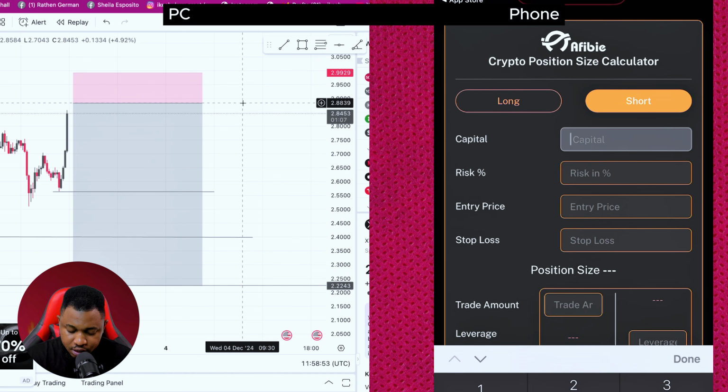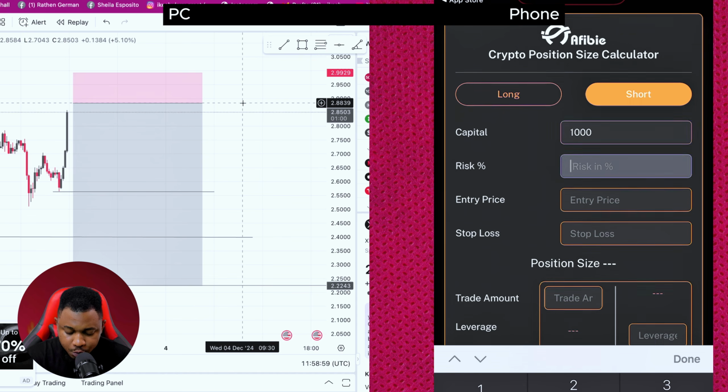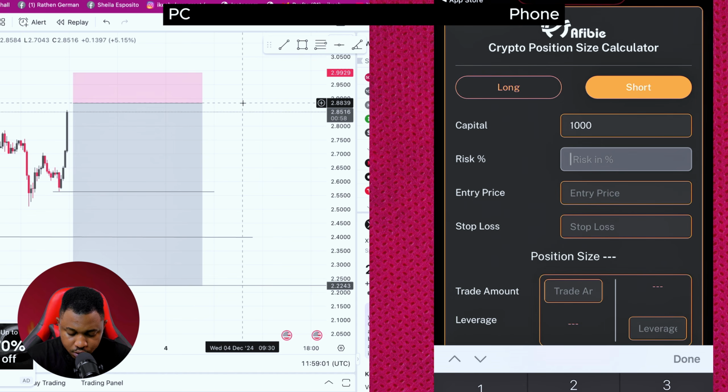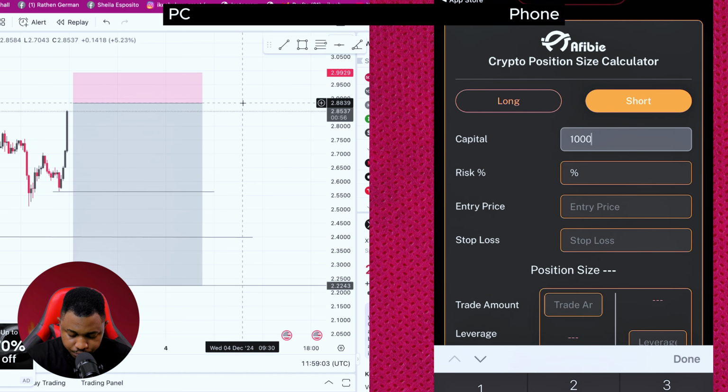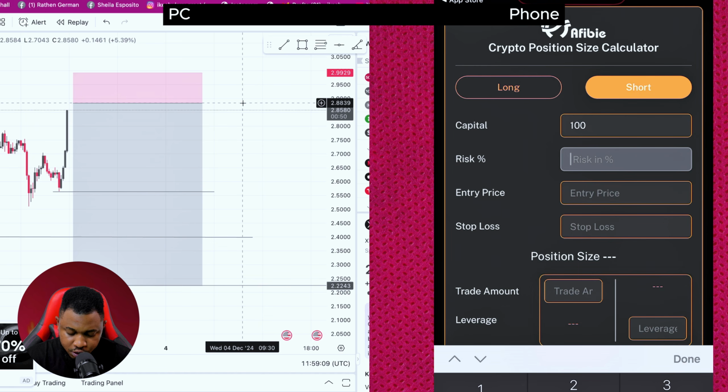So what is your capital? So let's say I have $100 for instance. Or let's say I have $1,000 for instance. How much do you want to risk? Okay, let's do $100. So what's your capital? Let's say I have $100 as my capital. How much do I want to risk? That is the amount I'm willing to use as my stop loss. In case the trade hits my stop loss, that's the amount I'm going to lose. So I will say, okay, I want to lose just 50% of it, which is $50.